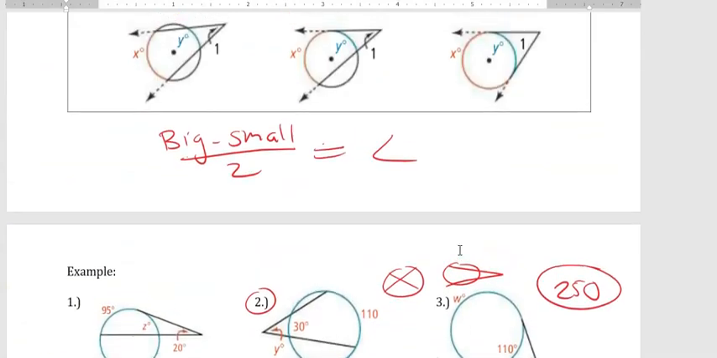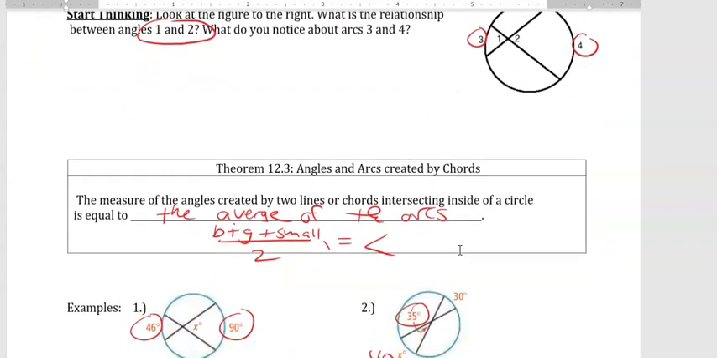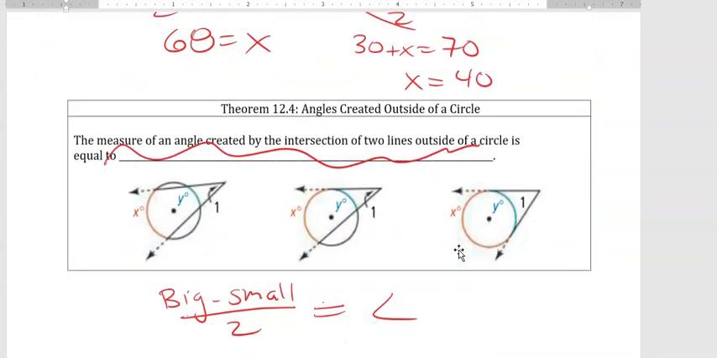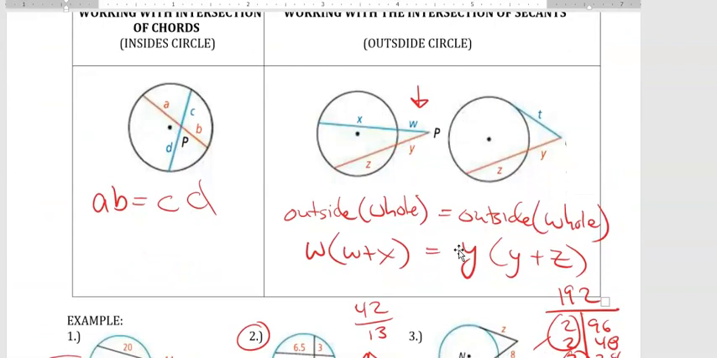Friendly little reminder, when we're talking angles, if the angle is inside, we add. If the angle is outside, we subtract. Then for these ones, if it's two chords, everything's happening inside, just part times part equals part times part. And if part of it's outside, then do outside times whole equals outside times whole.